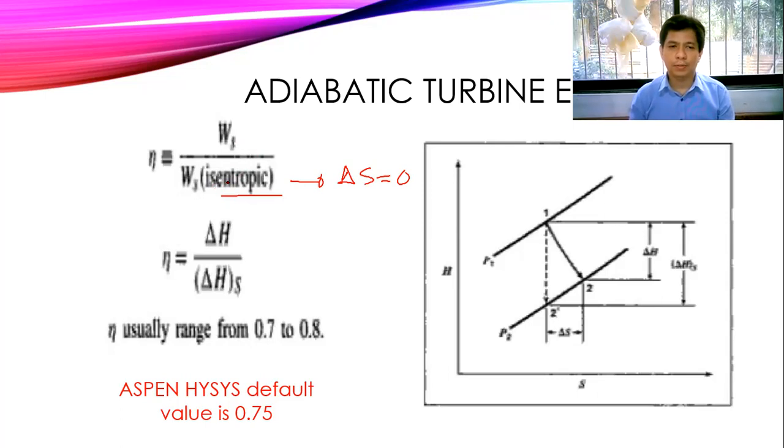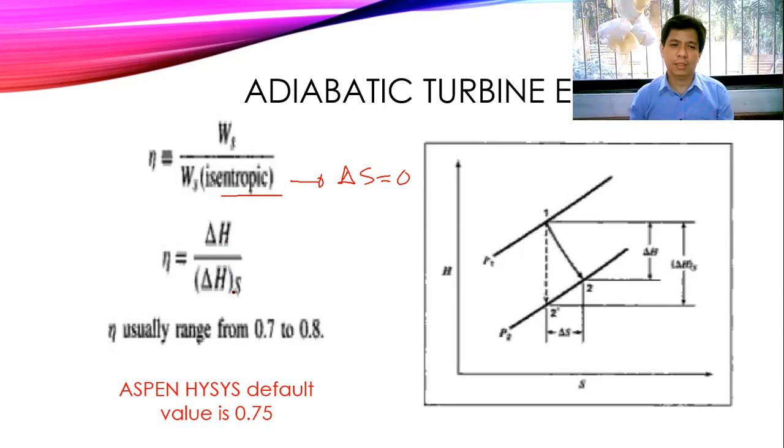Actual over ideal. Actual divided by ideal. Imagine, the more ideal, the more electricity or the higher the power the turbine will produce. So of course, the efficiency should be less than 1, less than 100%. That's why you divide the actual by the ideal. Okay? So the same goes for delta H.